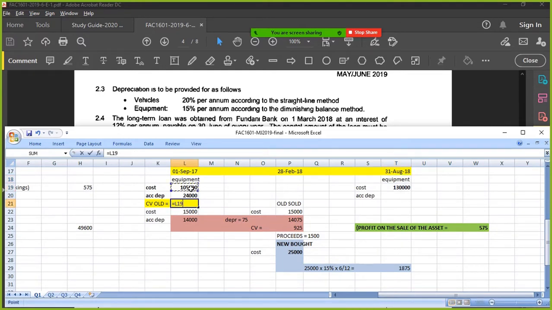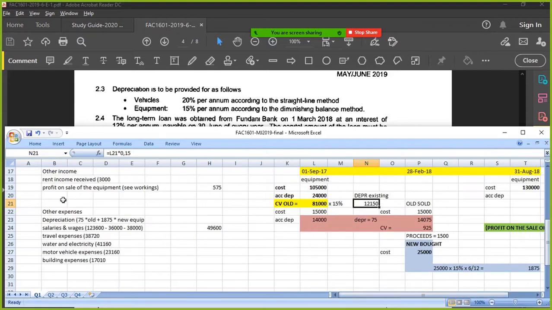All right, so 105 minus 24 gives you 81. Okay, did you hold that for the whole year? Yes, you did. So this is going to be times 15%. Carrying value times 15% for the whole year gives you depreciation for the existing. Okay, so what is that? 12,150.